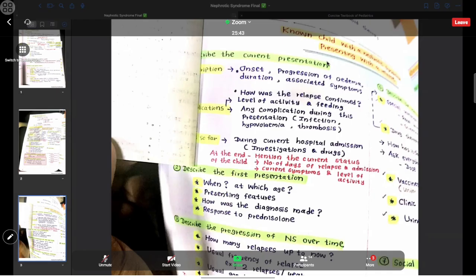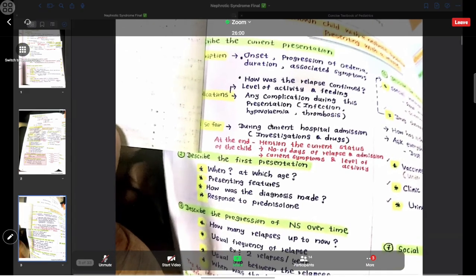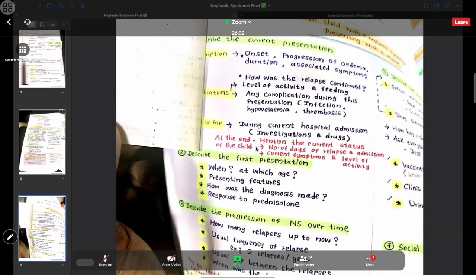So then there you will talk about the same things. All of these are the same things. What was the edema, duration, the symptoms, all of that you talk about. And then when it comes to the complications, you will ask about what has been done. You will ask about how the relapse was confirmed. These are just additional things to what was already discussed. That part is the same. It's just the additional things that come here.